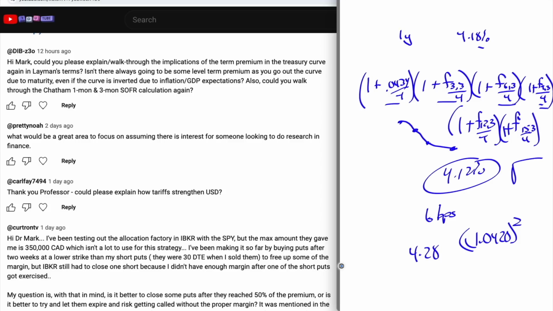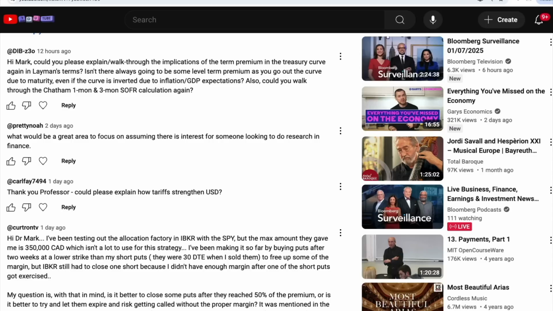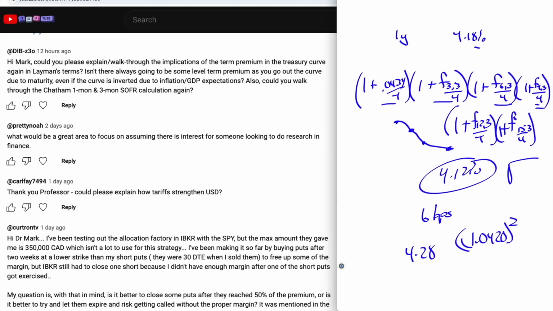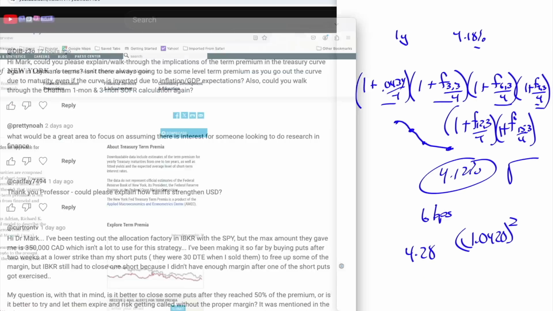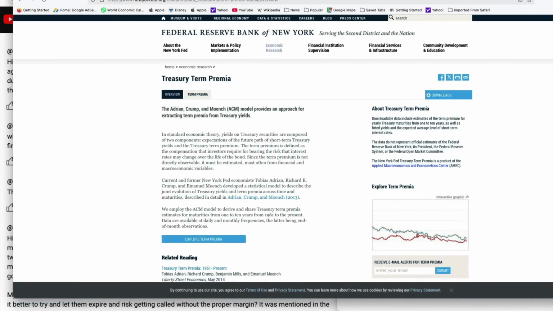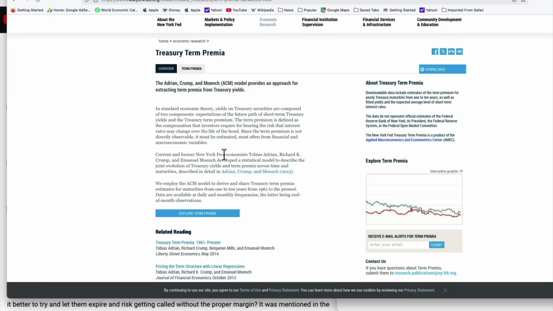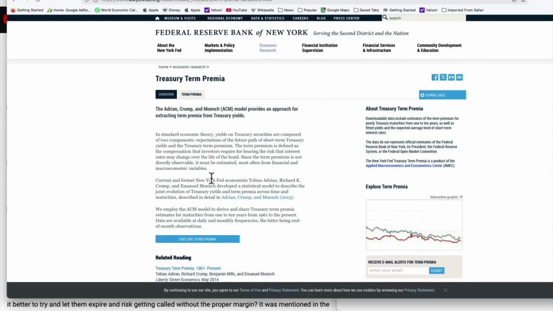So let me show you something here. Let's get, what are we looking for? Give me a second while I click on a whole bunch of things randomly here. Here we go. Let me drag this onto the screen. Go to the Federal Reserve Bank of New York Treasury term premium, and they compare 2 models that were done by New York Fed economists, 2 papers and 2 models.